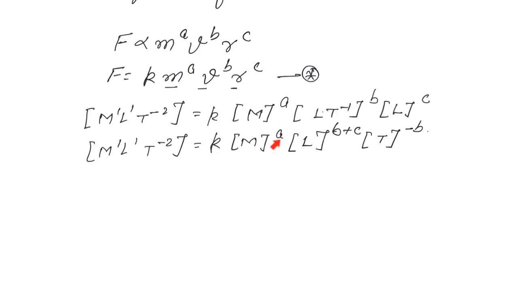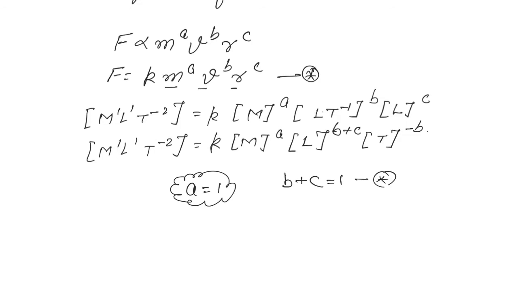Now we can compare. Here A is 1. So we can say A is 1. Now we can see B plus C equals 1. So we can say B plus C equals 1. This is one equation.